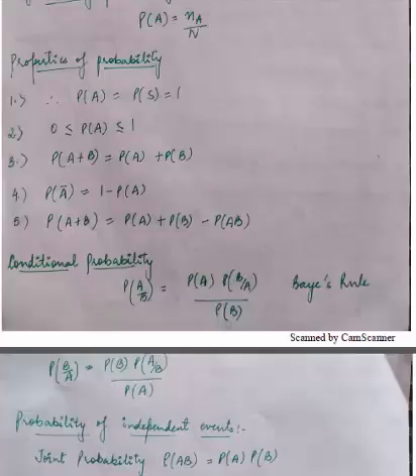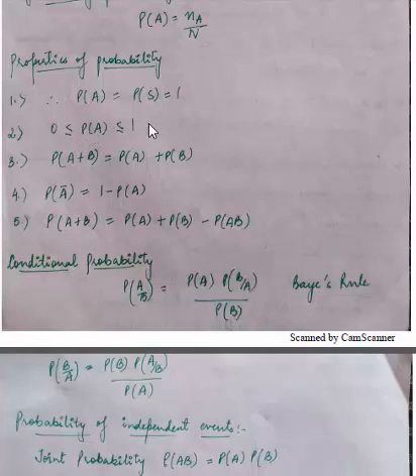Now next is properties of probability. First property is the property of the certain event: the probability of the sure event is 1. Therefore probability of S is equal to 1. Second property is that the probability of any event is always positive and less than or equal to 1. So the probability of event A is between 0 and 1, always positive.